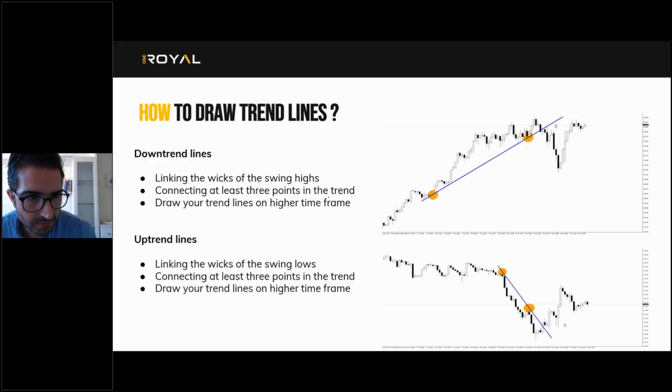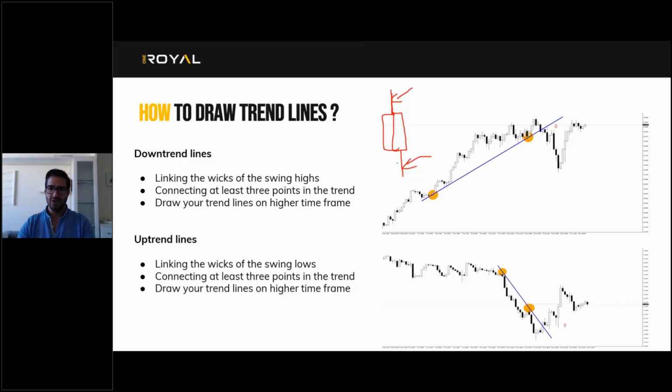How to draw trend lines. The best way to draw trend lines is by using the wicks. Remember, in a bar we have a wick, the body, and then another wick, which are also called shadows, the line to the upside or the downside. Let's stick to the name wick. To draw your trend lines, you should use either the low of the wick or the high of the wick. This is the most accurate way.